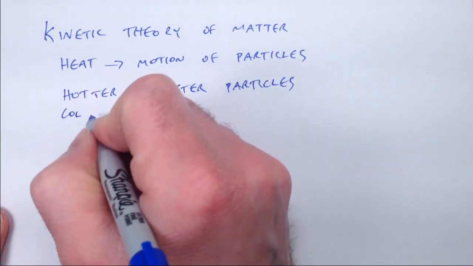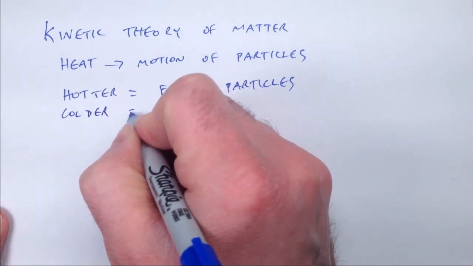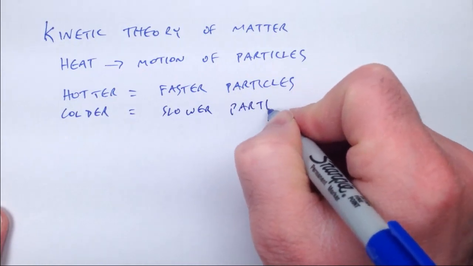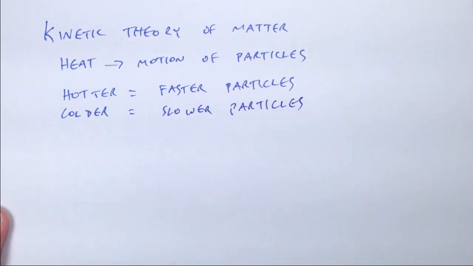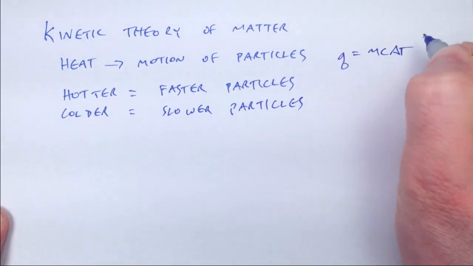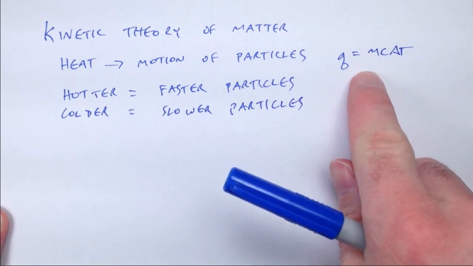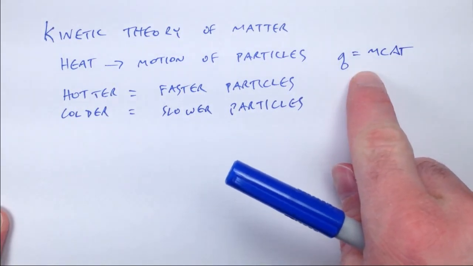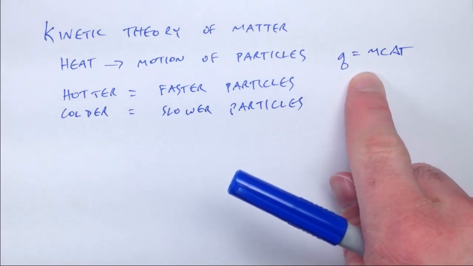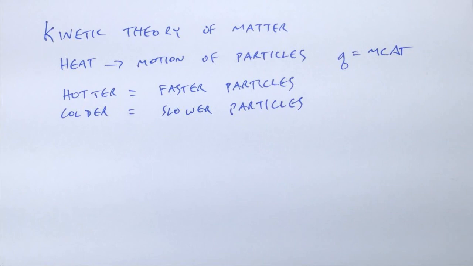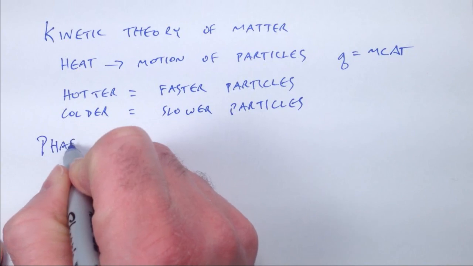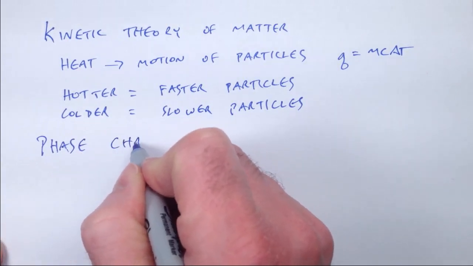Obviously then, colder would mean slower particles. When you're doing an equation like Q equals mc delta T, basically this equation is just describing in a macro sense how much faster or how much slower the particles are getting. However, there is a major difference when it comes to a phase change.